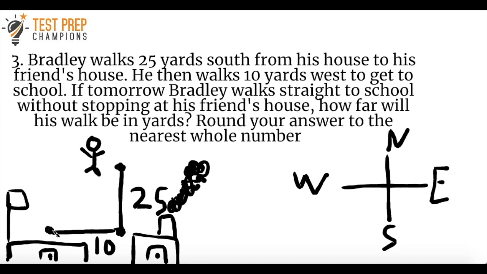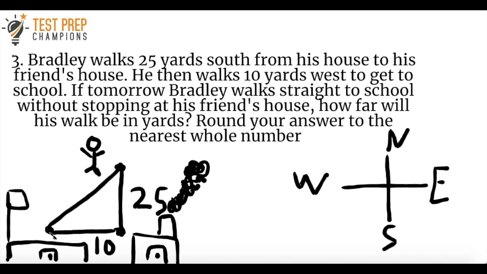But what if tomorrow he just goes straight from his house to school? So let's say he goes right from his house right to school. All right, so this is approximately, let me try to make that line a little bit straighter. So this is the path that he would take. He starts at his house and goes right to the school. He doesn't go south to his friend's house and then west to get to the school. He just goes as straight as possible right to the school here.